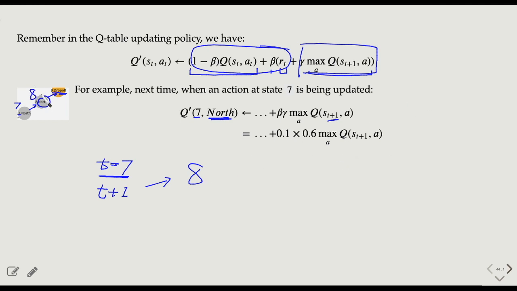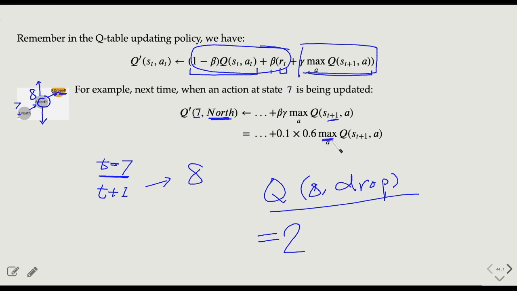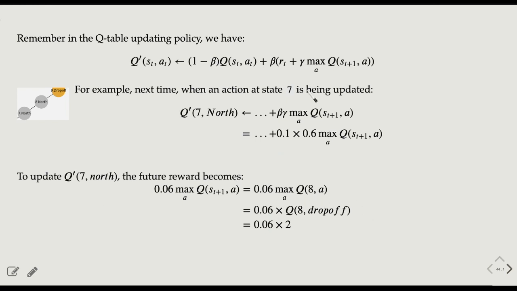Of course at state 8, the agent can decide to move north, south, east, west, or pick up, but there's also an option to drop off. And according to the Q table, remember just now, Q for state 8 with the drop-off action is 2. So this Q8 for drop-off is definitely going to be the maximum value. So this will become 0.6 times 2 for future reward. So to update this value, the learning rate is going to be 0.06 times 2, which will be used to update this particular action here.